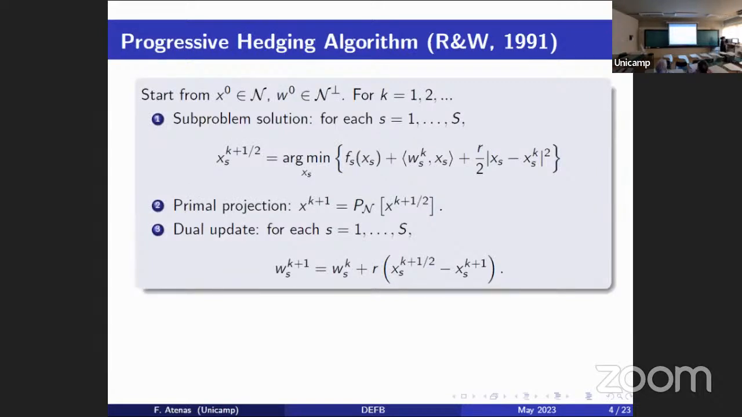So first, we start from two points, a feasible primal and a non-feasible dual one. And the first feature of this algorithm is that it exploits the split. So first, we solve a problem only involving the objective function f.